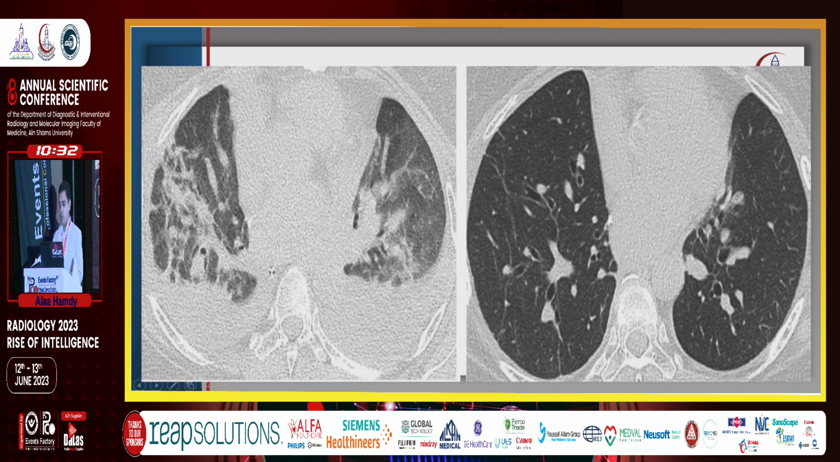Here we have a CT for a 53-year-old woman who deteriorated 5 weeks after transplant. We can see here bilateral ground glass opacities, pleural effusion, and septal thickening. Then the other CT, for the same patient, obtained 2 months later, shows resolution of the early imaging findings.